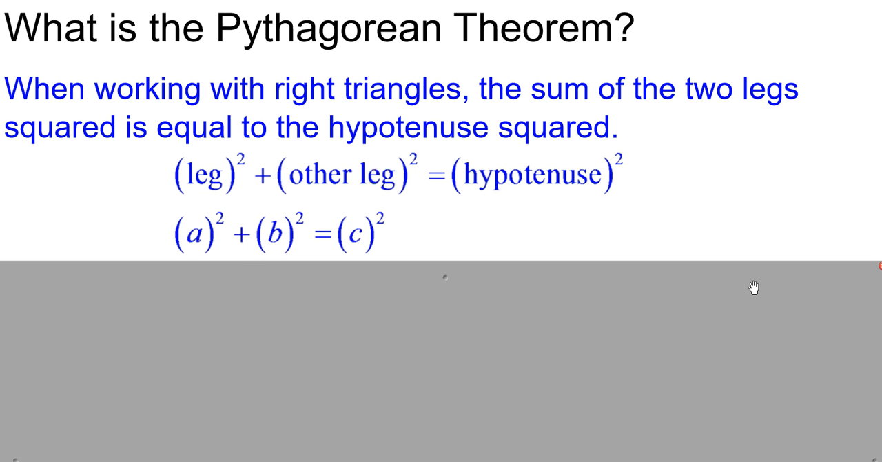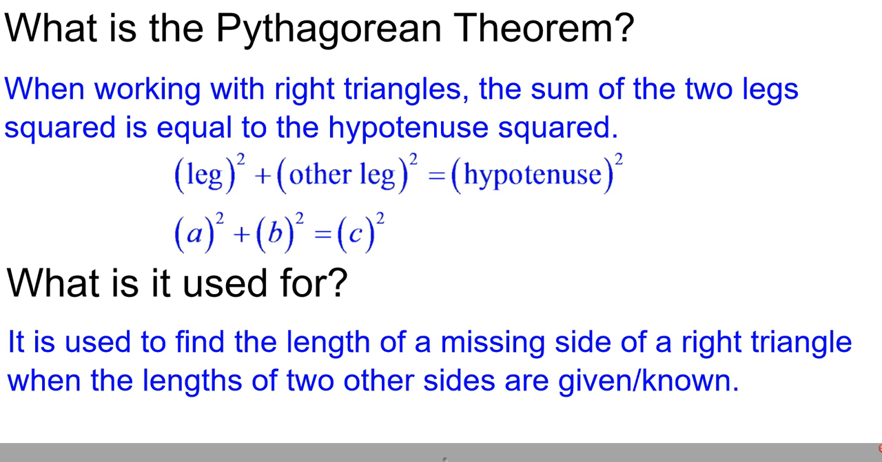And sometimes people refer to it as a squared plus b squared equals c squared, where a and b represent the length of the two legs of the right triangle, the two legs that are making up the right angle, and c is the hypotenuse. So we can implement that to find one of the missing lengths for our right triangle. Again, this is only for right triangles when you know two lengths and you're trying to find the third missing one. Whether it's a hypotenuse or a leg, you could use this theorem to help you find it.